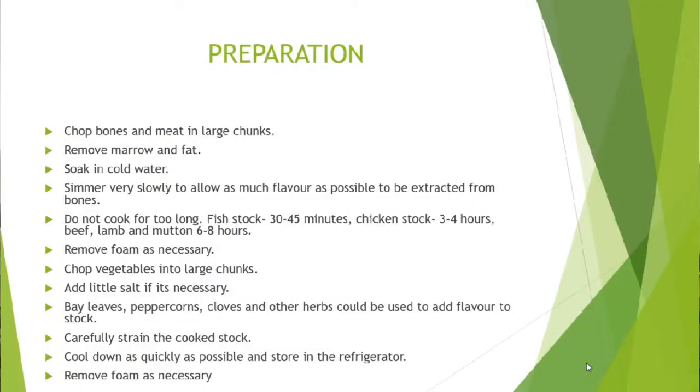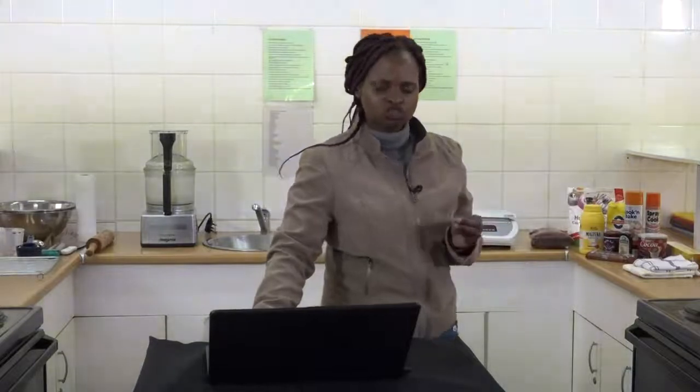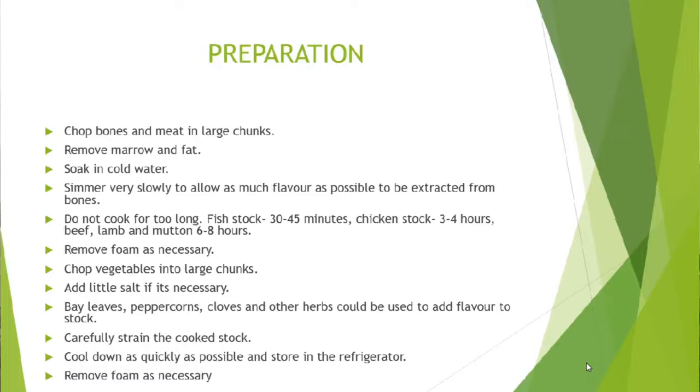Then after that, you need to carefully strain the cooked stock. Then you cool it down as quickly as possible and store it in the refrigerator. If you remember, we said if you store the hot stock in the refrigerator, what will happen? It will damage all the perishable items in your refrigerator. So make sure that you cool your stock quickly, then you store it in the refrigerator. Then after that, you remove any foam as necessary.